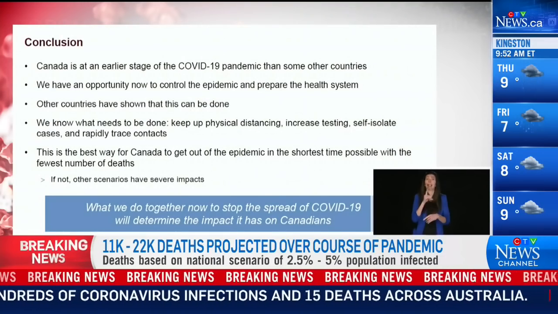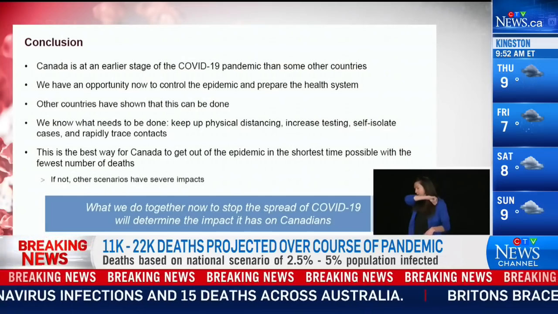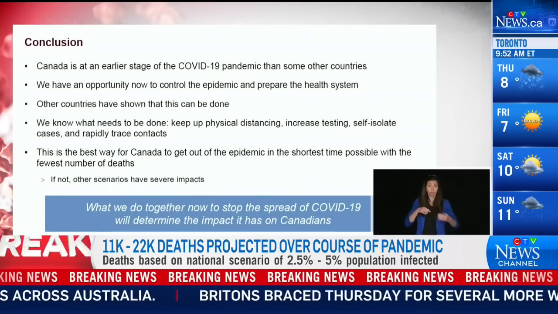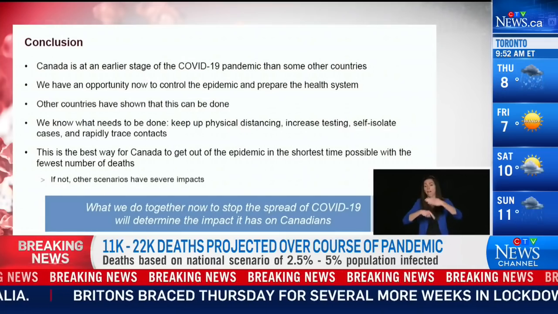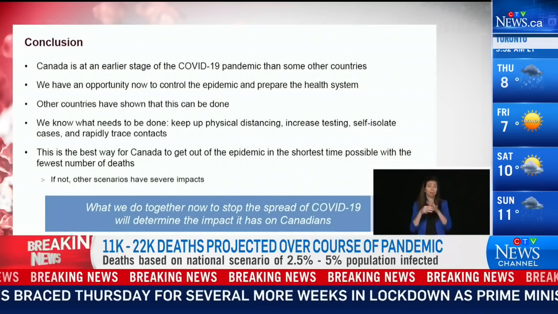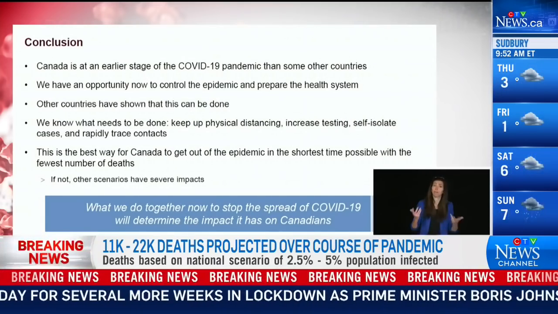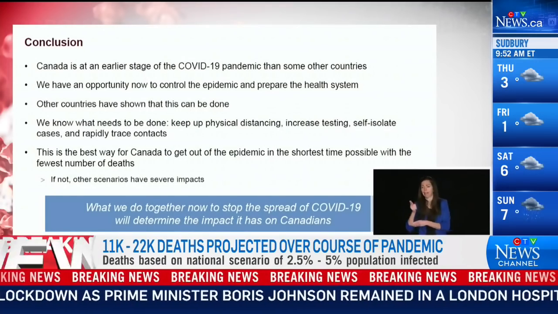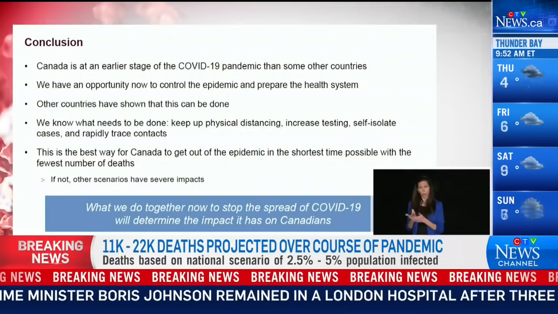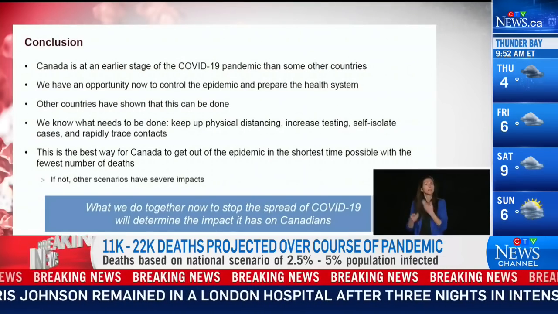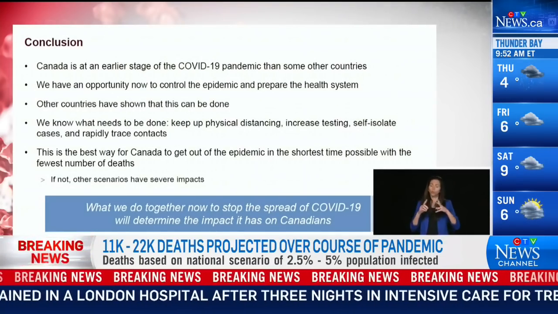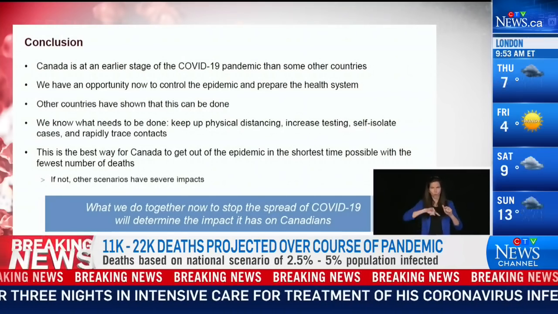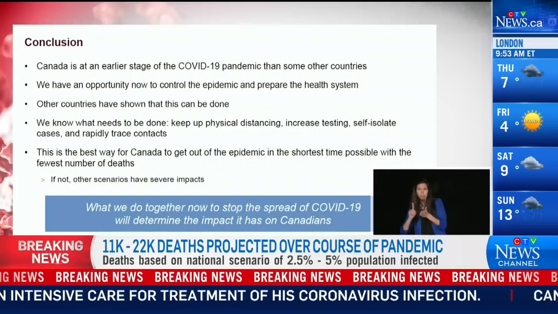What we do together now to stop the spread of COVID-19 will reduce the impact of the pandemic and determine just how soon we can readjust our public health measures to a new normal. What we do now will buy us more time to further understand the virus and to develop treatments and vaccines. We are the authors of our fate. Together, we can flatten the epidemic curve.